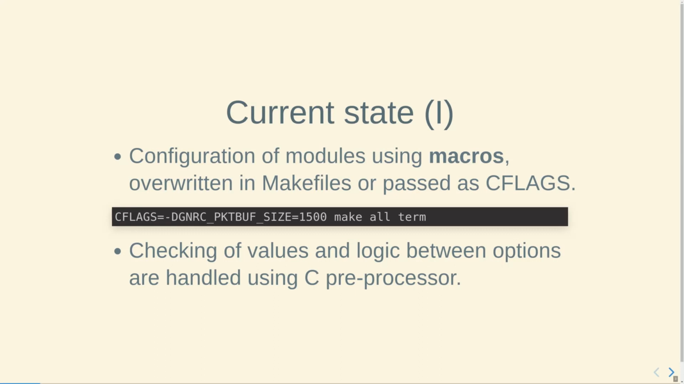Commonly, configurations of modules and other devices are passed using macros. These macros are usually overwritten in makefiles, either the application or different parts of the system, or can be overwritten also using CFLAGS, like this example where we see we can set buffer size and packet buff when we are compiling. Also, the checking of values and the logic between the configuration options are handled using the C preprocessor.